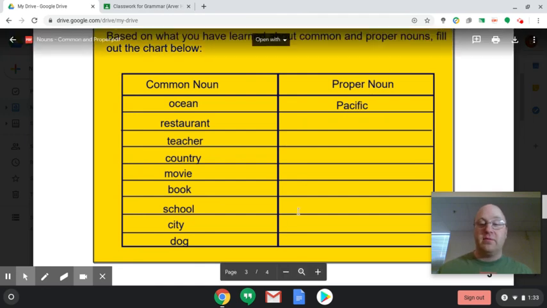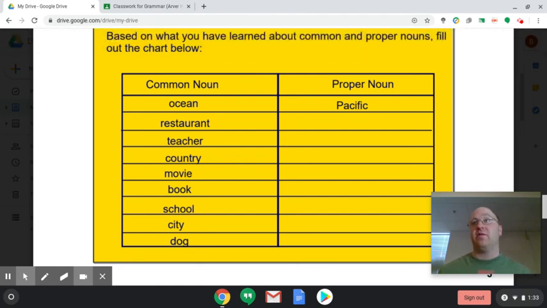Schools, what are some names of schools? Willow River Elementary, Willow River School, Moose Lake School. City: Willow River, Sturgeon Lake, Moose Lake, Hinckley, Finlayson, Askov, Denham, all the names of cities. And then dogs, you could do it several different ways. My dog is named Brutus, or you could do German Shepherd, because in that we're talking about a specific breed, things like that.